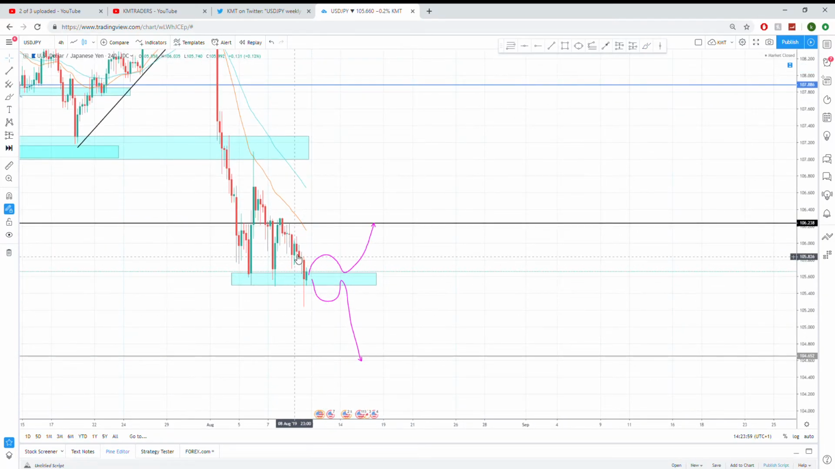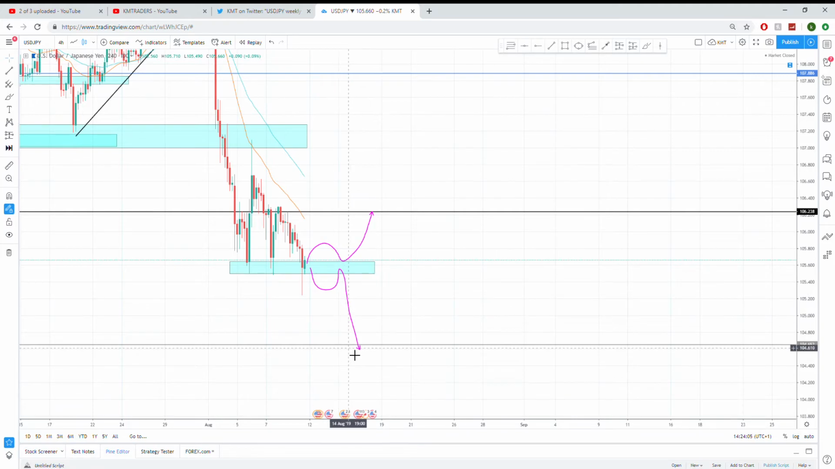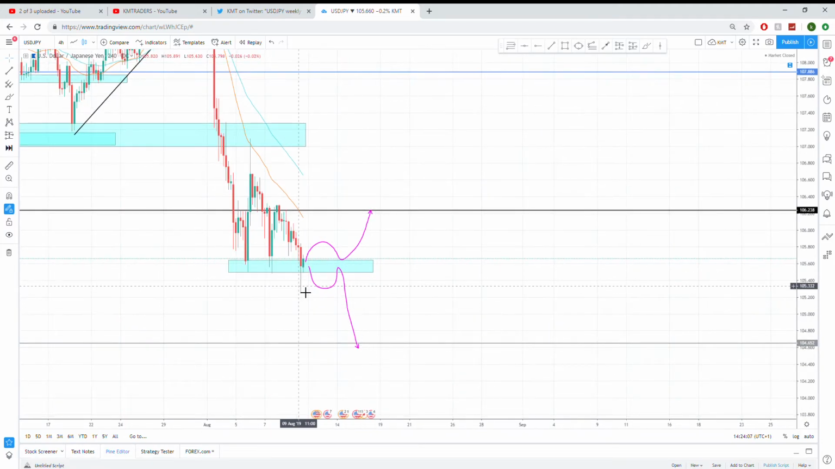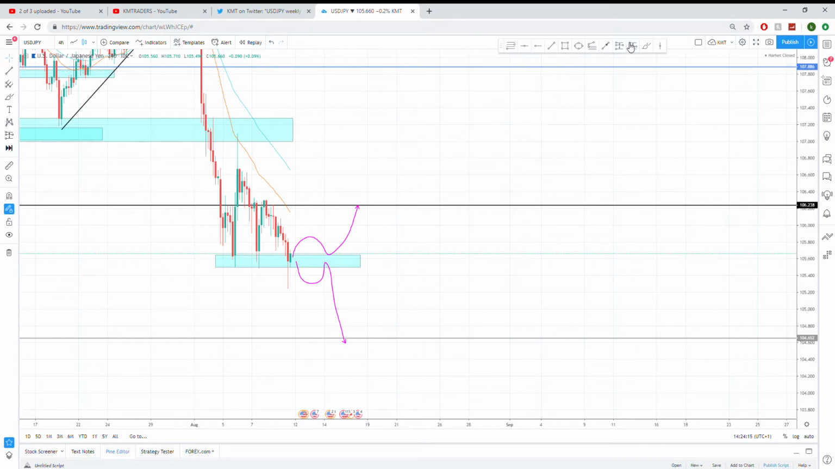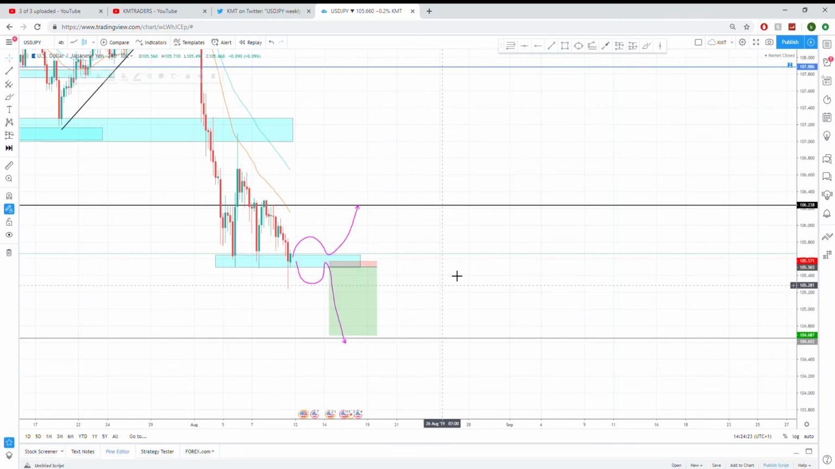So with the overall bias, I will be inclined to look for shorts for USDJPY and see if we can get further lower, due to closing a bit lower than the previous tests of this level. So for my shorting opportunity, I'll be waiting for something like that to happen: a push to the downside, and then a confirmation such as a retest from the upside.